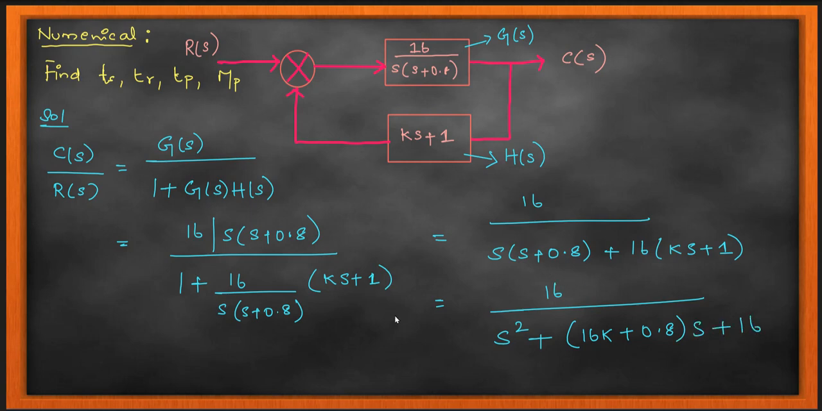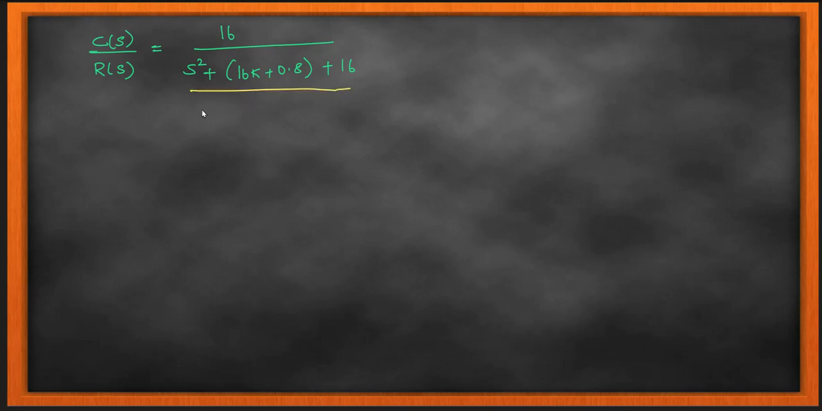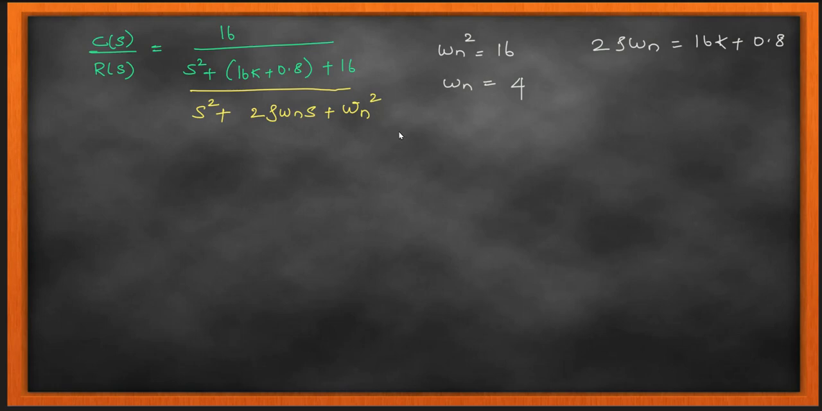So let's get to it. Now this is my transfer function, which is in the second order form, and my denominator is my characteristic polynomial. Comparing that with the standard polynomial S square plus 2 zeta omega n S plus omega n square, I can write my omega n to be 4. Now my 2 zeta omega n is 16k plus 0.8. So now I have two unknown variables in the same equation, but it is given in the question to be an underdamped system. So an underdamped system of zeta equal to 0.5 will give me my value of k. So I can write my k to be, I think it will come out to be 3.2.